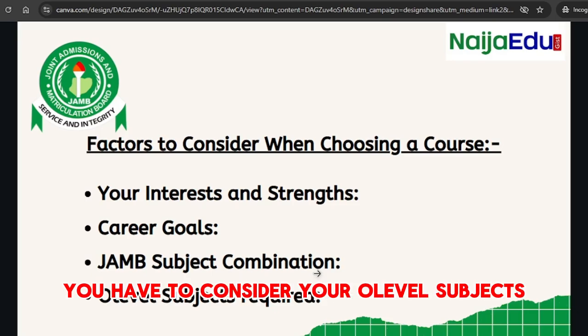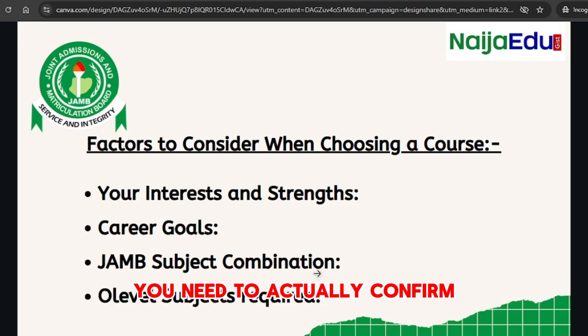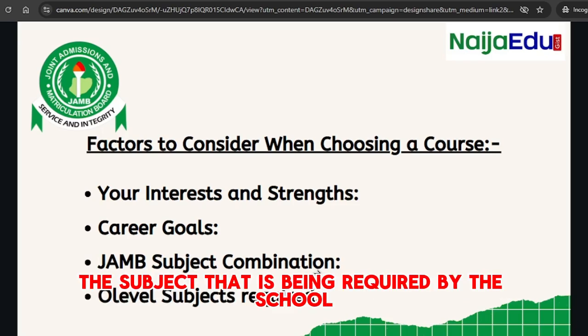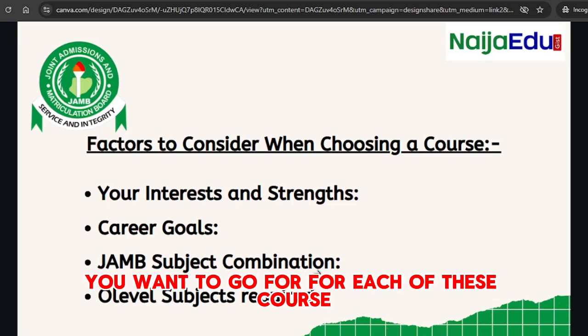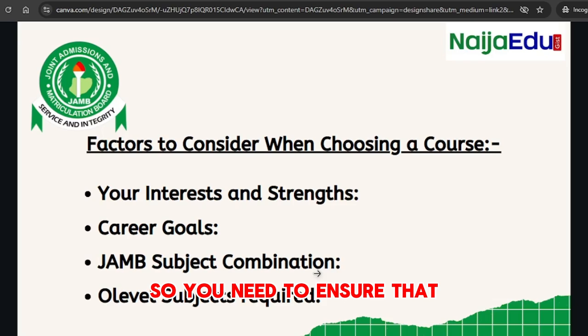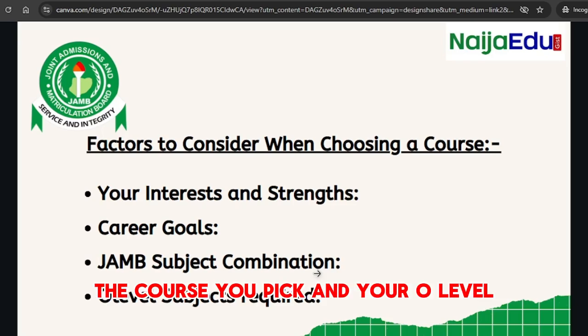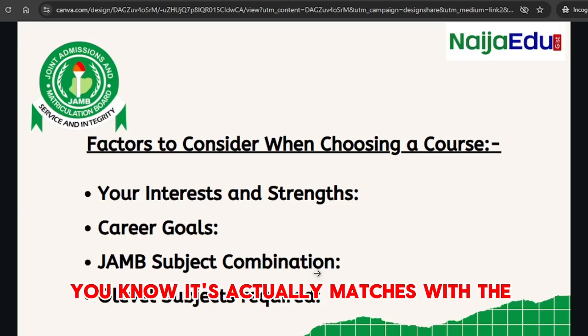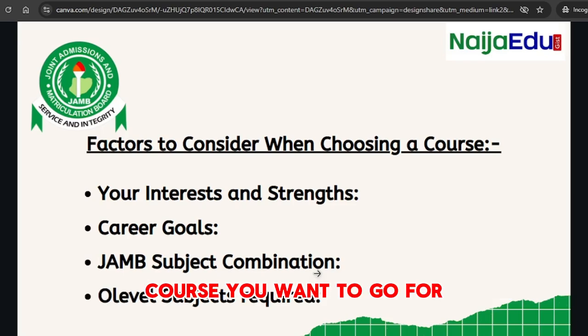Then lastly, you have to consider your O-level subjects. You need to confirm the subjects that are required by the school you want to go for, for each of these courses. So you need to ensure that the course you pick and your O-level, which is your WAEC or NECO result, match the course you want to go for.